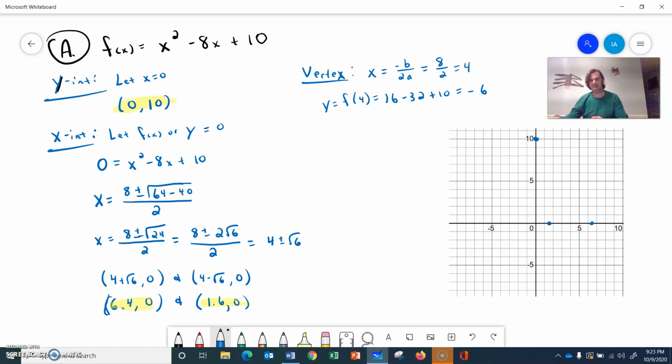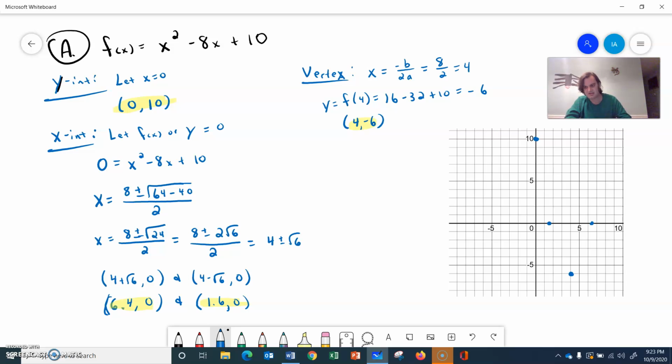So let's see here. 26 minus 32. Yes. So my vertex is the point 4, negative 6. And we put that on the graph and start trying to make it work. We should see if it does work. So 4 down to negative 6. It does seem to be about halfway between these two x-intercepts, and everything looks like it's going to flow nicely.